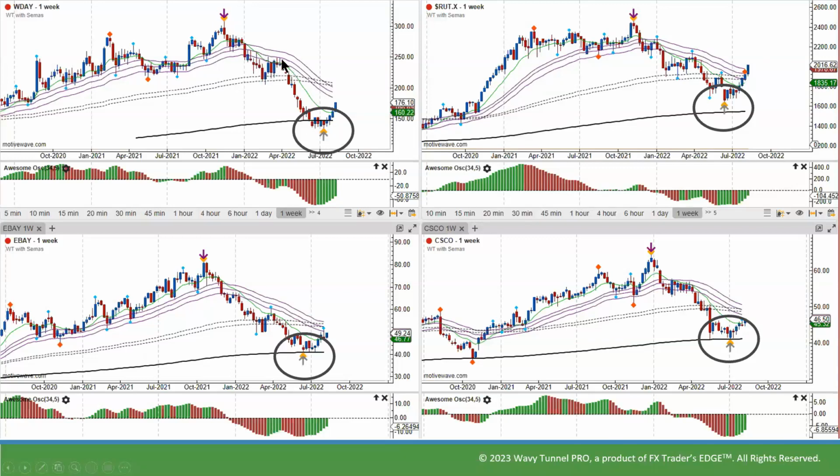Not here, not here, not here. This is the time to buy. Same story over here. Same story. We have the purple, the end of the trend, and then we have the nice move down for the correction. We get the gray arrow. So let's look at the scanner.